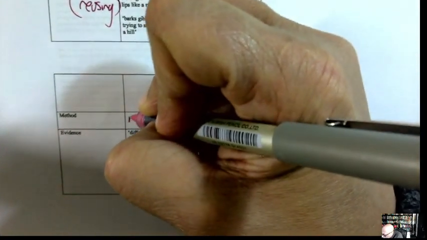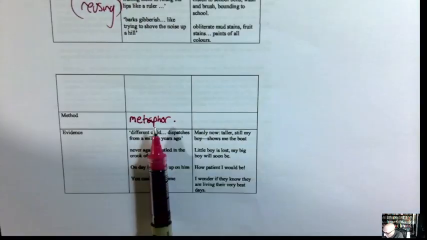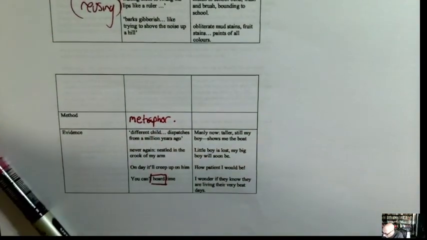Okay, here, so let's do the last one. Different child, dispatches from 1,000,000 years ago. Never again, nestled in the crook of my arm. One day I'll creep up on him. You can't hoard time. That's great, that metaphor. So the method, I think, is metaphor. And what does the metaphor show us?